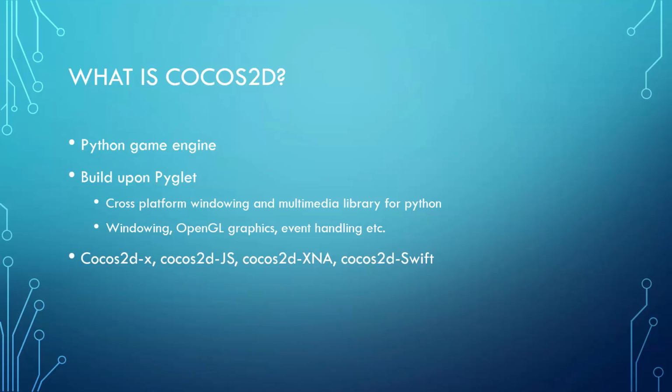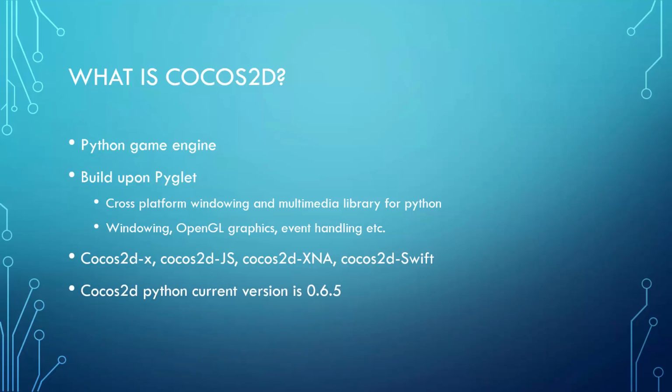And cocos2d was ported to several other languages, like cocos2dx, which is the C++ version. Then there is cocos2djs, which is the JavaScript version. Also there is cocos2dxna, which is built for XNA and C#, and cocos2d Swift, which is for the Swift programming language. And as far as I know, initially cocos2d was written in Python, and then it was ported to these other languages. But maybe I am wrong, but let's go.